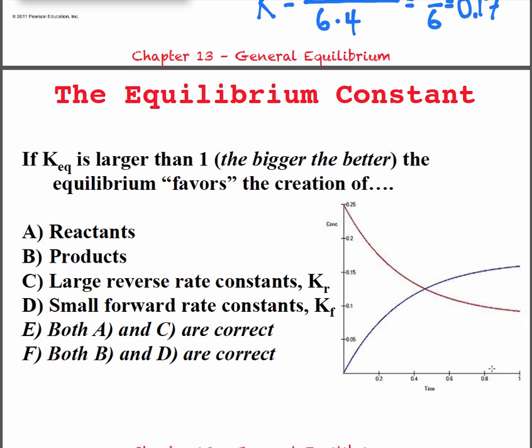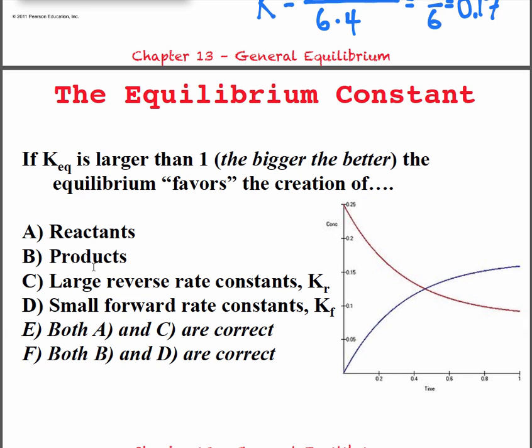If Keq is larger than 1, then the equilibrium favors the creation of the products. So here I have no products in the beginning, and it goes up and up and up. Looks like this is the concentration, and I have all reactant, and it goes down and down. And so, yeah, favors the products. Large reverse rate. Oh, wait a second, I better read the question. So it's definitely the products.